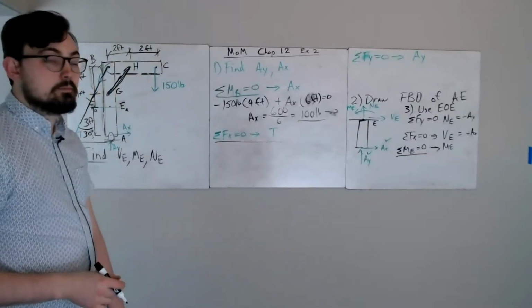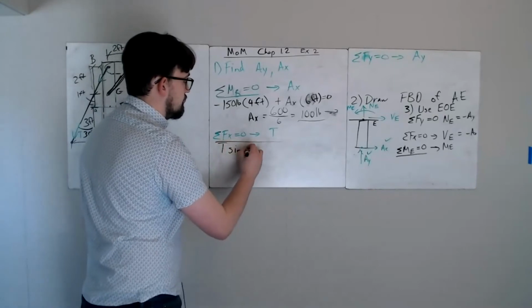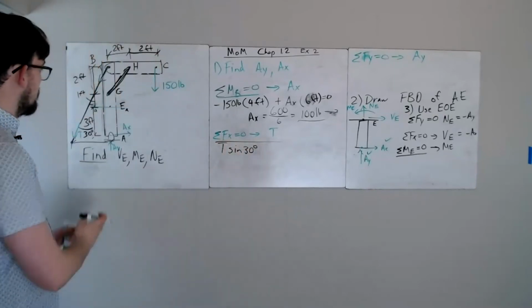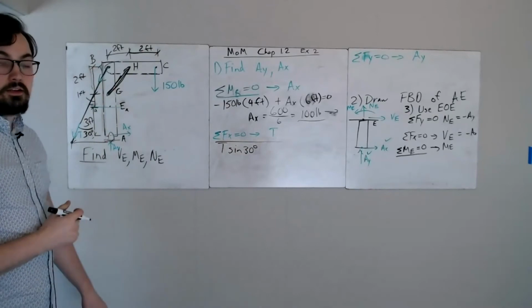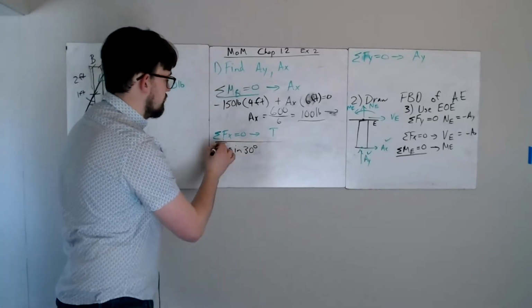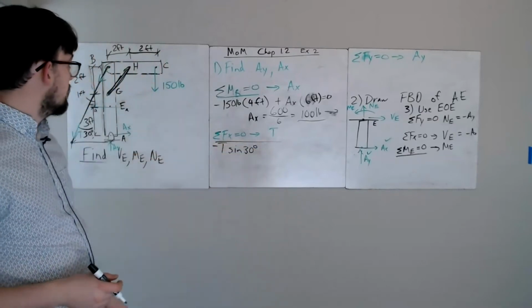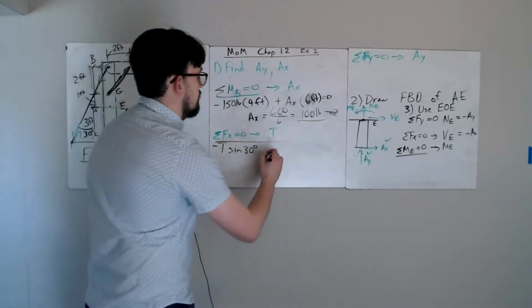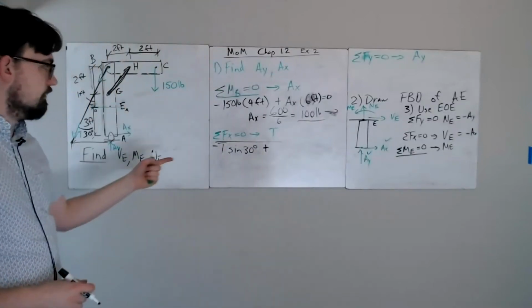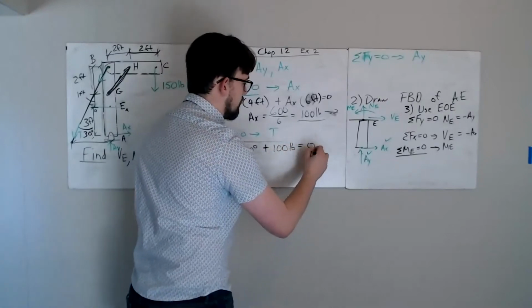So if we think about this, I have tension, and this is going to be sine of 30 degrees based off of this vertical here. That's going to be 30 degrees. The nice thing about sine of 30 degrees, we know that's going to be 1/2. So it's negative T sine 30 plus AX. AX is acting in the positive direction. So that's 100 pounds here.